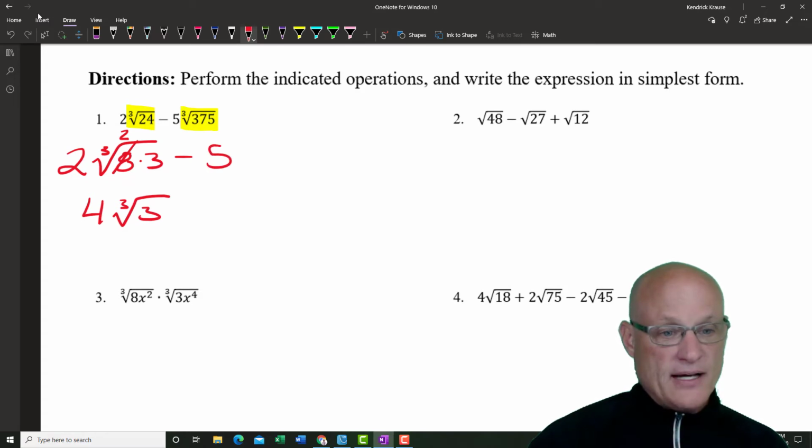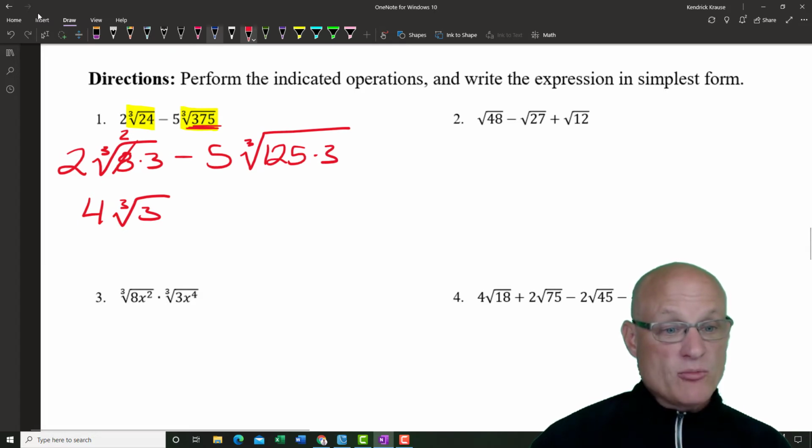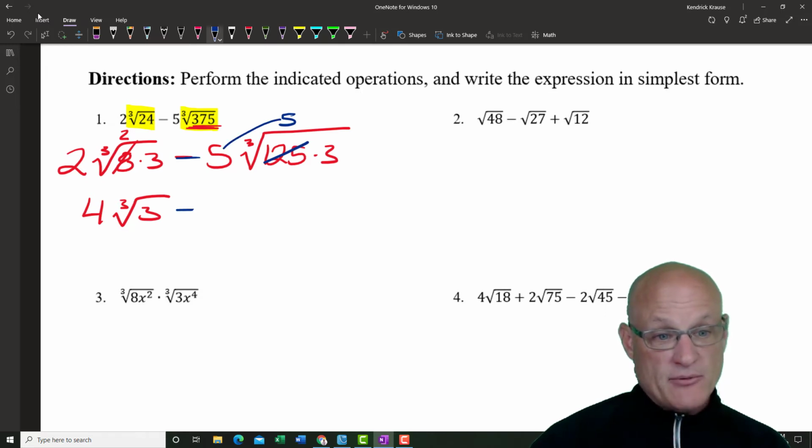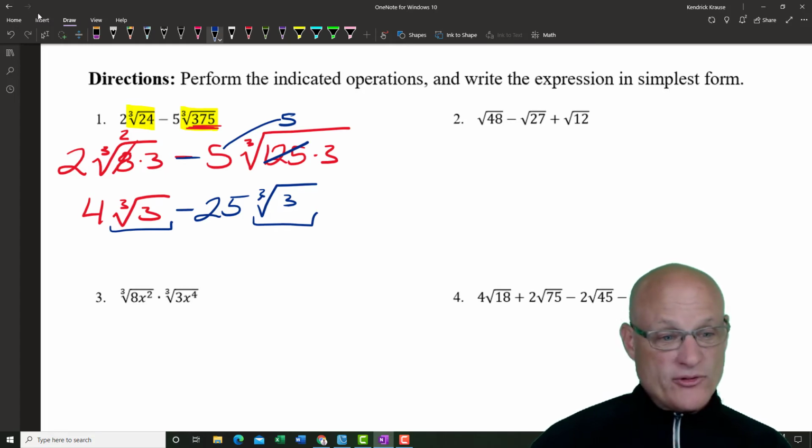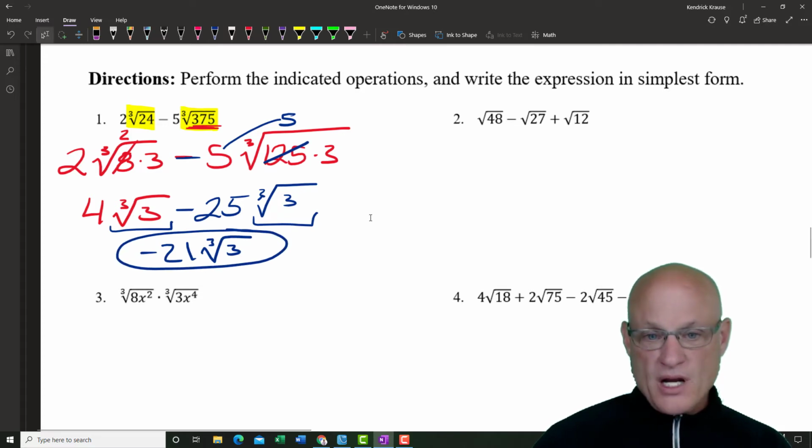Minus, now we'll do this one, 5. Now, you should probably know that 125 goes in that. Hopefully we've gotten to a point where you know that 125 times 3. What is the cube root of 125? It's 5. So this is minus, what's 5 times 5 is 25 cube roots of 3. So now you'll notice you have the cube root is exactly the same. So we'll just say, okay, what's 4 minus 25? It's negative 21 cube roots of 3.